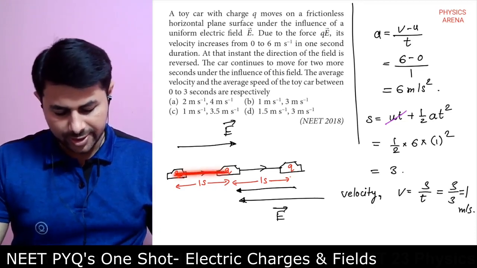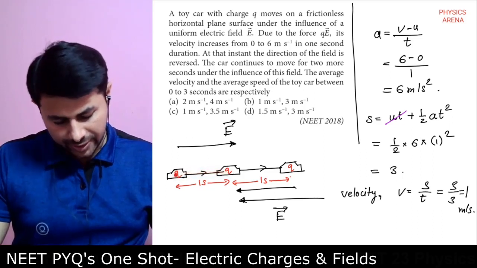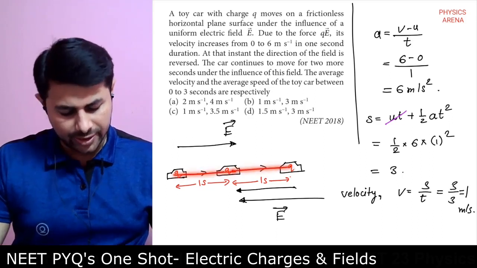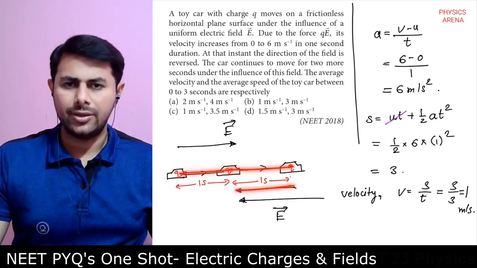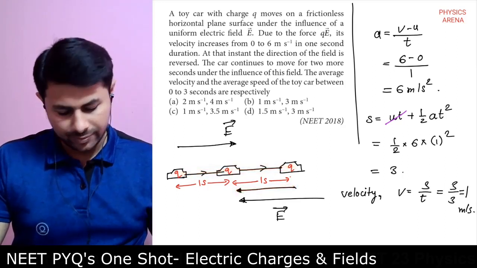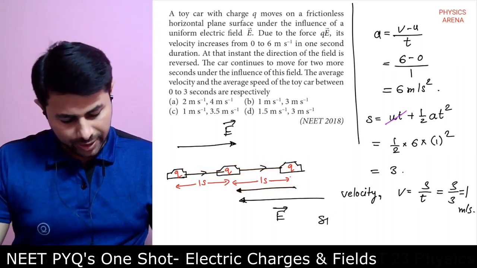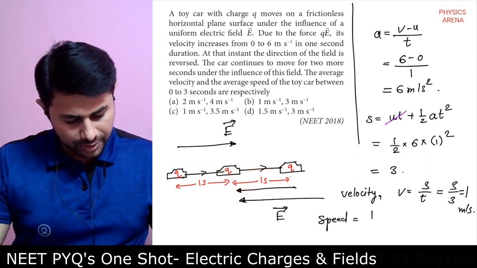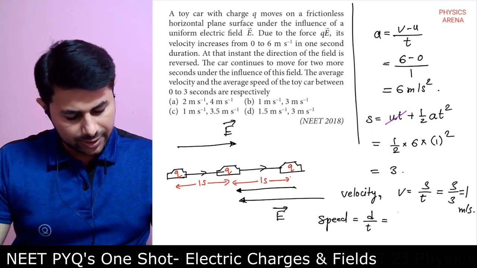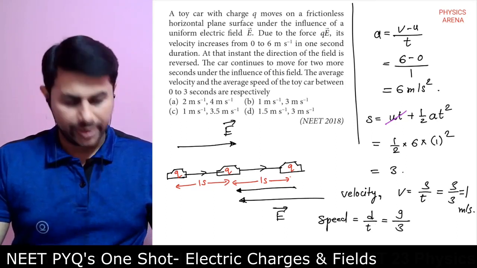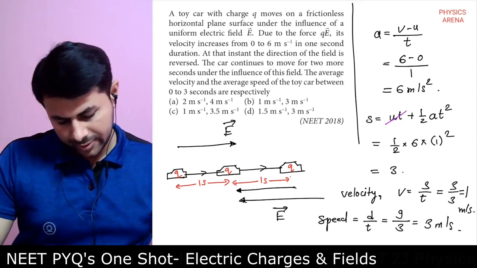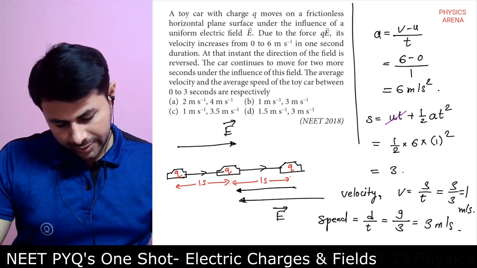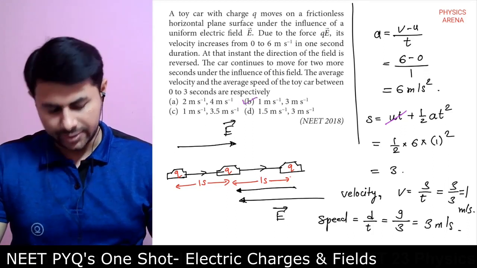So this is its displacement, but it has actually covered this much distance, from here to here, plus here to here, plus here to here. Okay, so it is 3 times. So speed is distance upon time, that is 3 times 3, so 9 upon 3. So it is 3 meters per second, right? So option B is the answer.